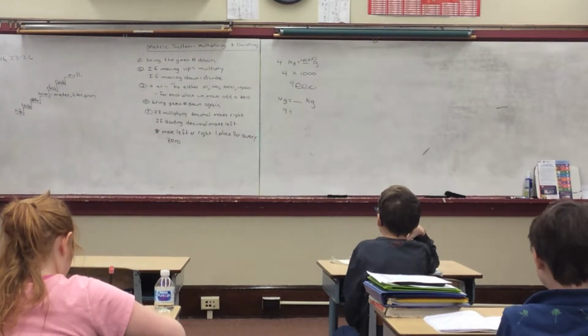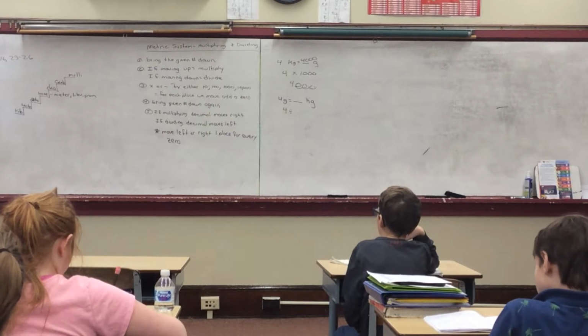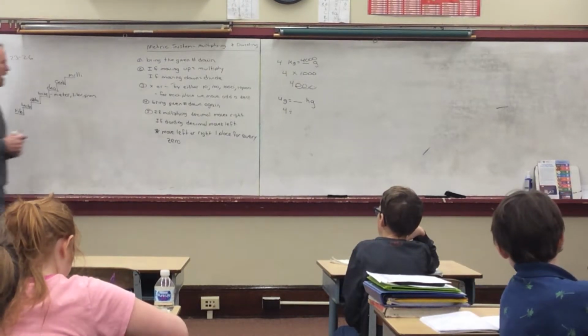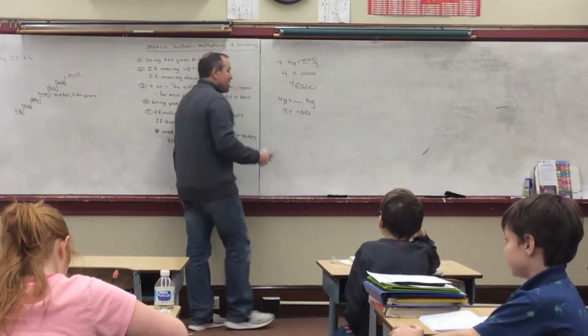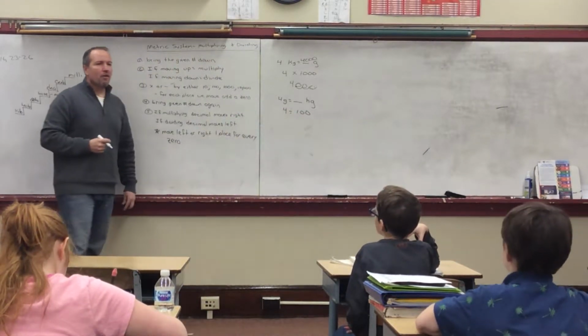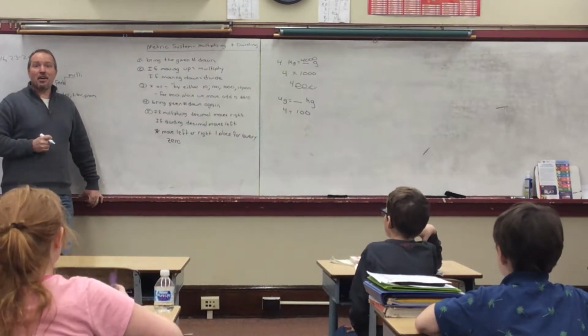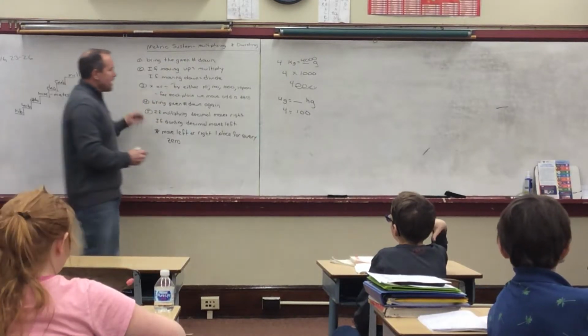Now, how many places are we moving down? 2. So that means we're going to divide by what? 100. We're going to divide by 100. Now, in this situation, can you do 4 divided by 100 in your head? No, you can't. But if we follow our pattern here, bring the given number down.